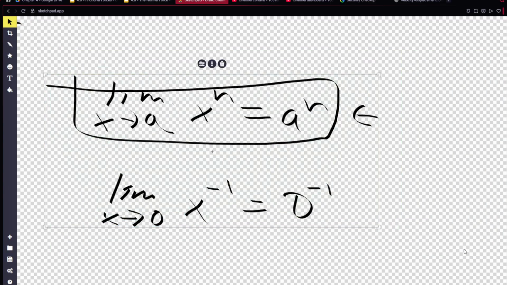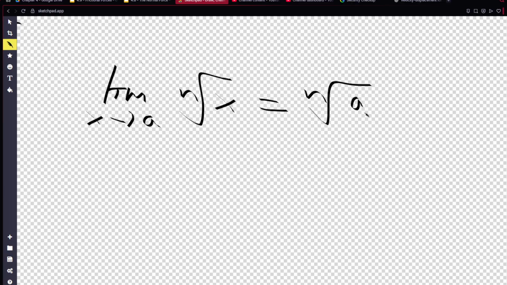Again, these are just simple limit laws. I'm sure you could look these all up, but I'll be going over them. The limit equals n over a. Okay, great. Now we're done with that.